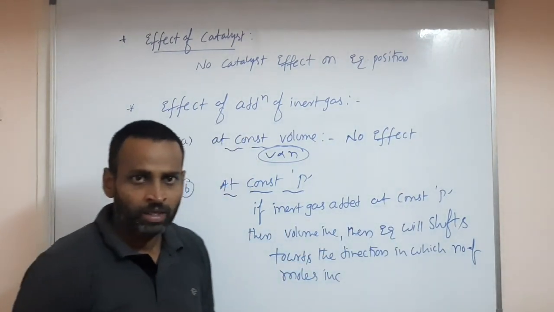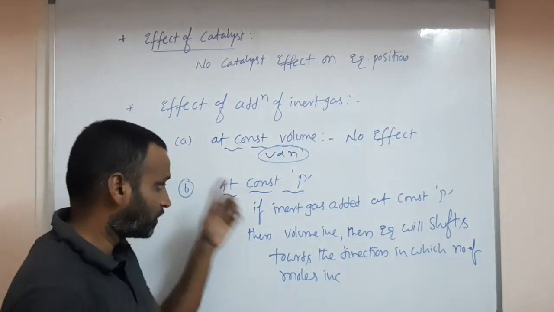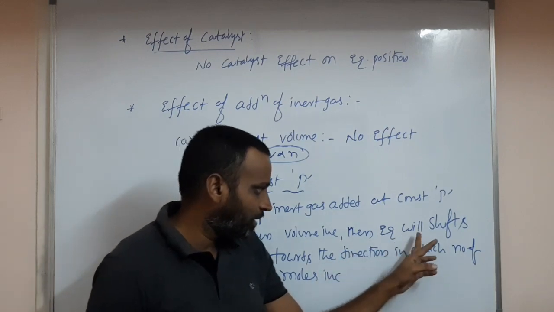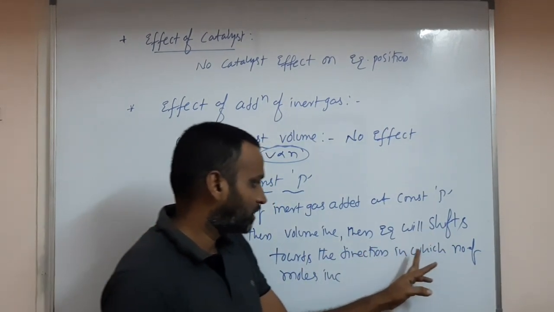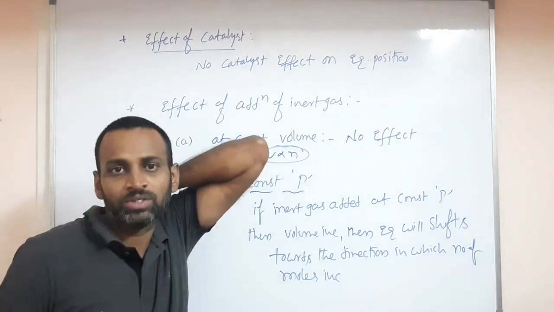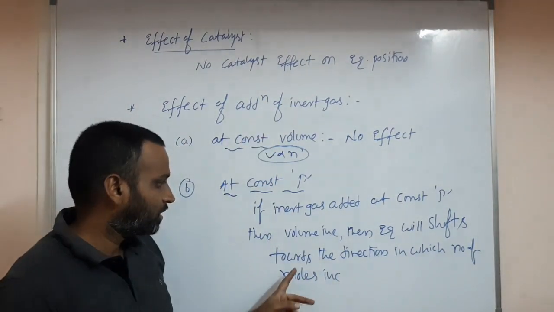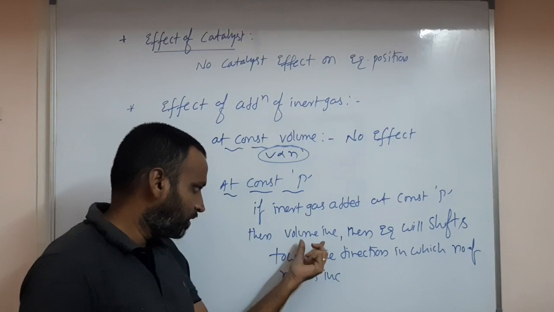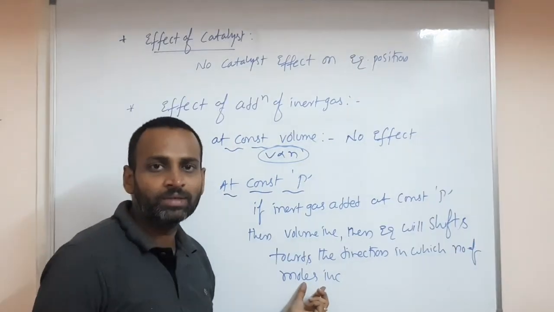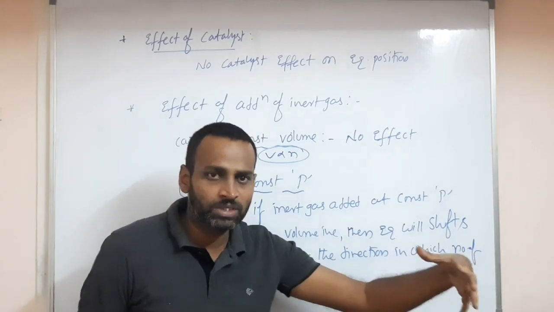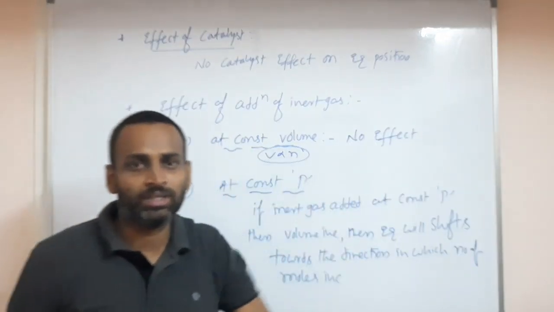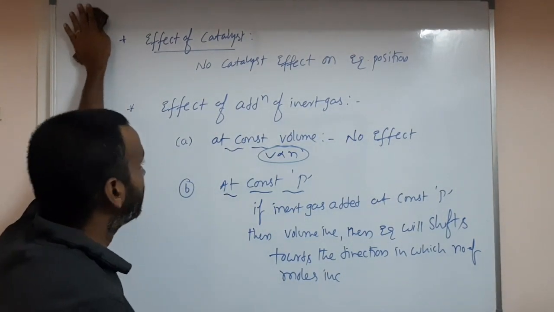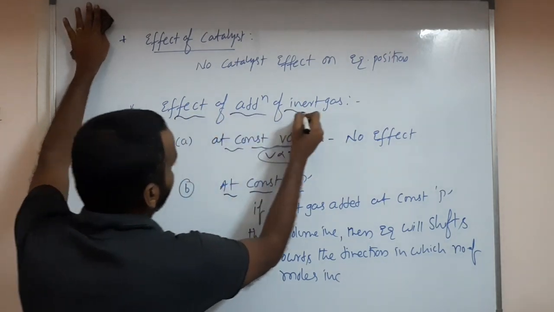Read carefully. If you have any doubt, please ask me. If inert gas is added at constant pressure, then volume increases, and equilibrium will shift towards the direction in which number of moles increases. Why? The only reason is that volume increases, so certainly number of moles increases, and equilibrium will shift towards the increase in number of moles. Got it, everyone? This is very clear. So this is the effect of addition of inert gas.